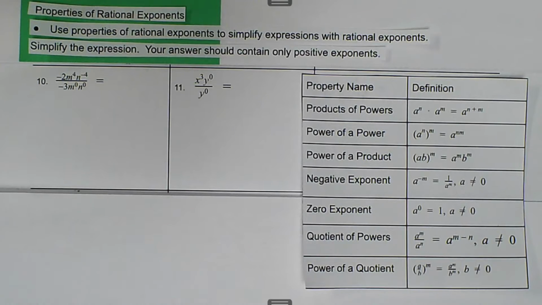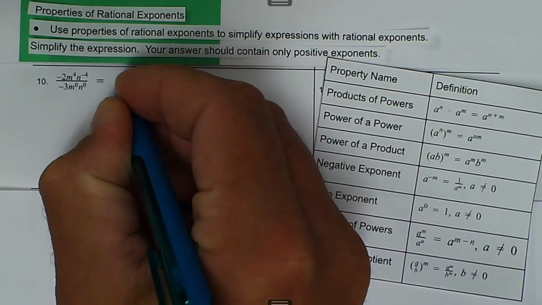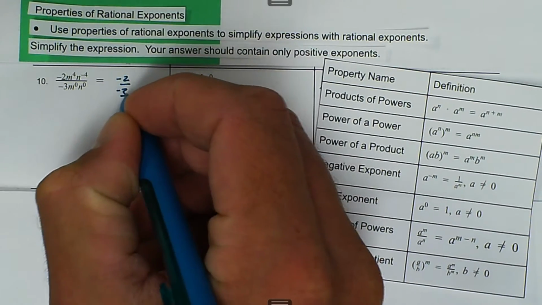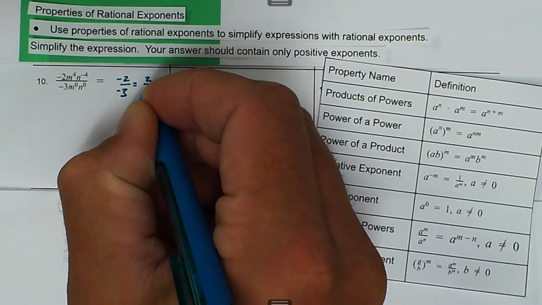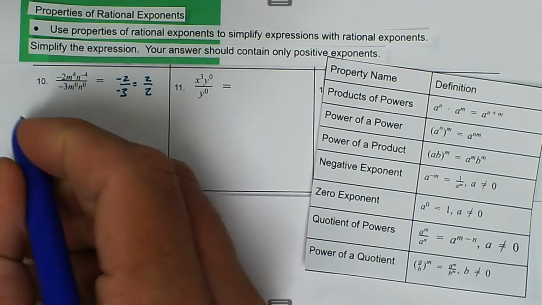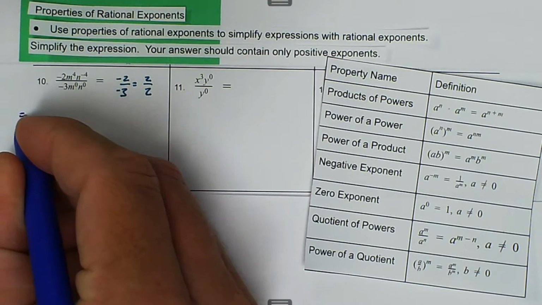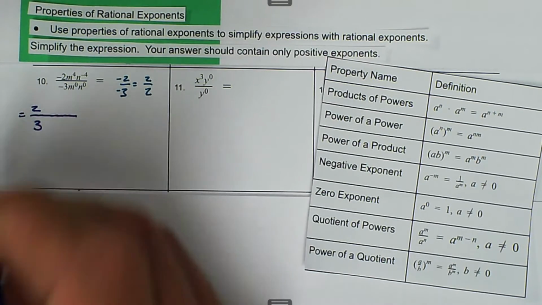So the first thing I want to do is simplify my coefficients. So I have -2 over -3. Anytime we have a negative divided by a negative, that becomes positive. So then we just have 2 over 3 for the coefficients. So I'm going to write that down here. So we get 2 divided by 3.